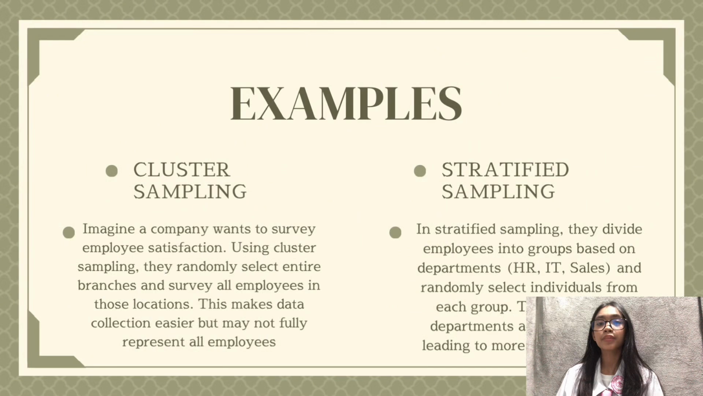Here's an example of stratified sampling. They divide employees into groups based on departments like HR, IT, or sales, and randomly select individuals from each group. This ensures all departments are represented, leading to more balanced results.